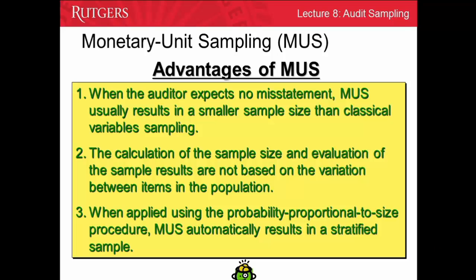Also, when applied using a probability proportional to size sample selection procedure, the MUS automatically results in a stratified sample because sampled items are selected in proportion to their dollar amounts. Thus, large dollar items have a higher probability of being selected. With classical variables sampling, the population must be stratified in order to focus on larger items.